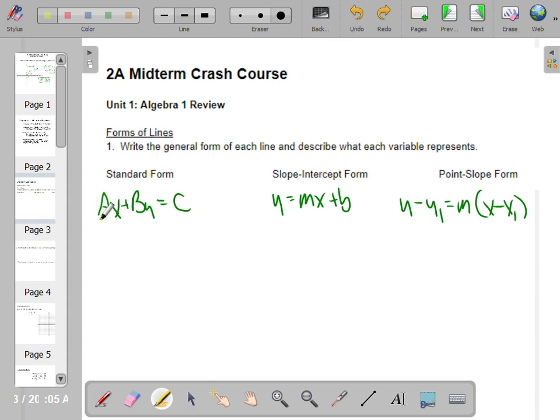Standard form is good for graphing, and we'd use it a lot in word problems, but those things aren't the slope, they're not the y-intercept by themselves. You have to convert it to slope-intercept normally if you want to learn that stuff. M in slope-intercept form is the slope, and B is the y-intercept.